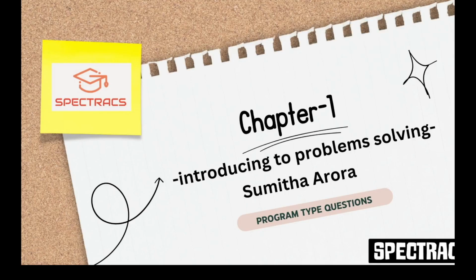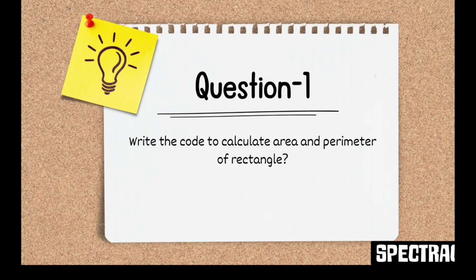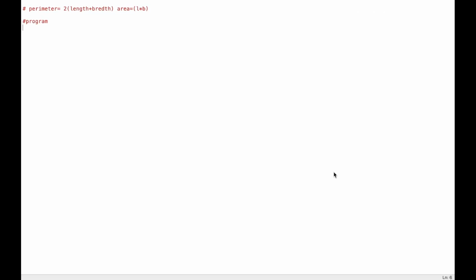Hello everyone, today we are going to see program type questions in the first chapter of class 11 Sumitha Arora, introducing the problem solving. The first question is write the code to calculate the area and the perimeter of the rectangle. So let's start solving the first question.